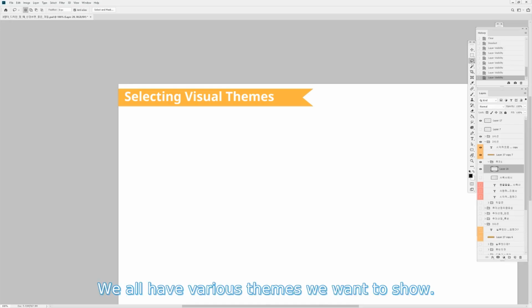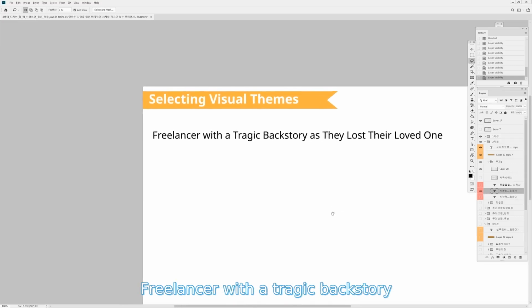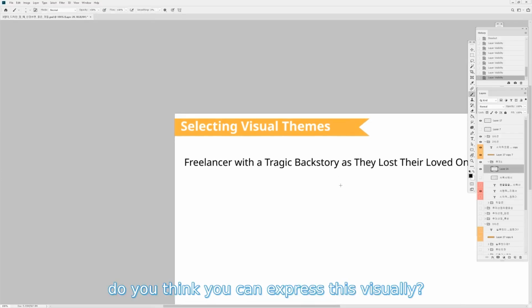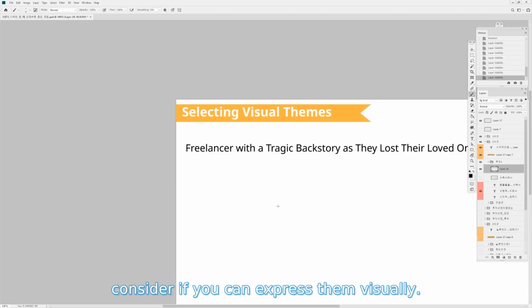We all have various themes we want to show. But if you're a beginner, pick easier themes. Here's an example theme I came up with: a freelancer with a tragic backstory as they lost their loved one. Upon seeing this, do you think you can express this visually? When choosing themes, consider if you can express them visually. We could express the personality of a character in a painting, but we must check their backstory to learn their character arc.